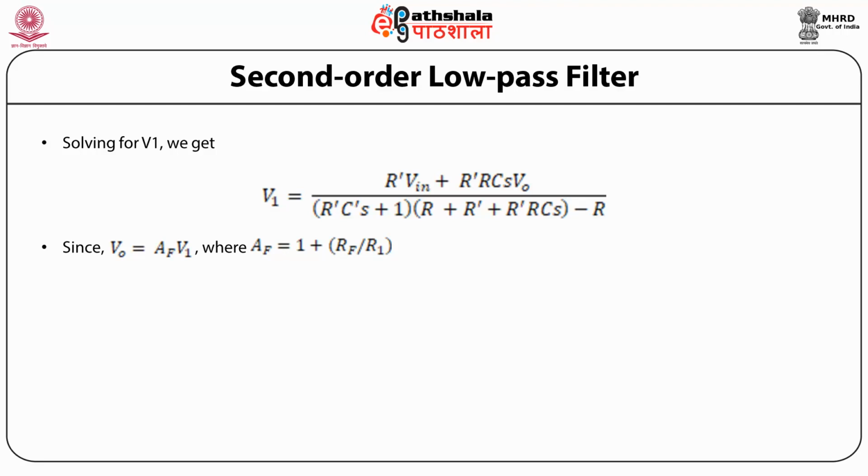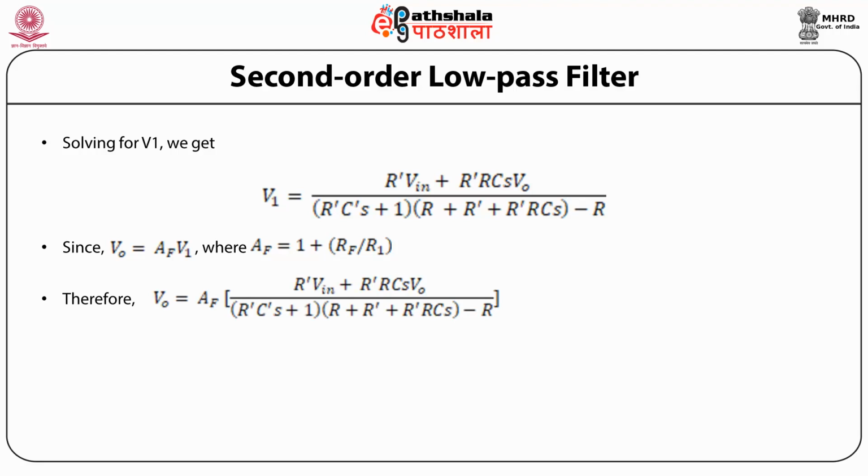Since V naught is equal to AF times V1, where AF is equal to 1 plus RF by R1, therefore V naught is equal to AF times within the brackets R prime Vn plus R prime RC into S V naught divided by within the brackets R prime C prime S plus 1 brackets close into within the brackets R plus R prime RCS brackets close minus R.